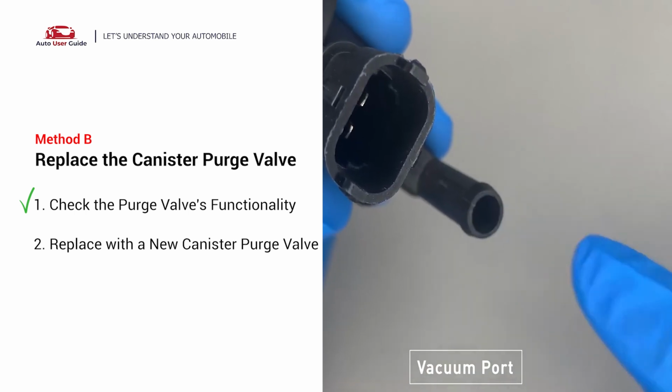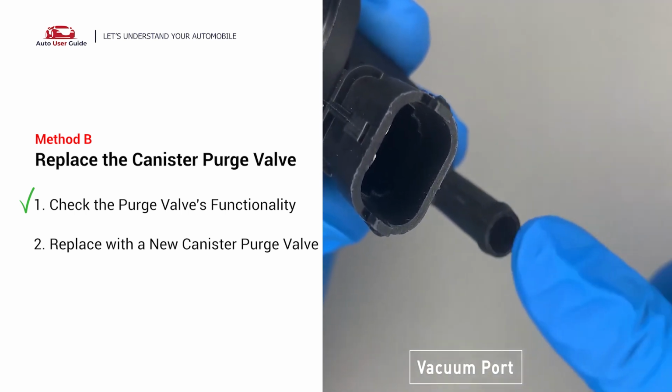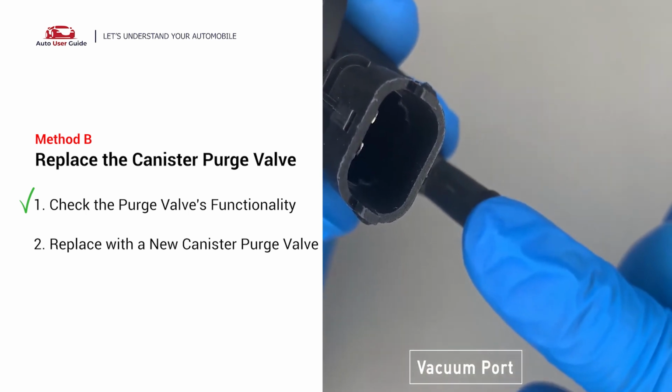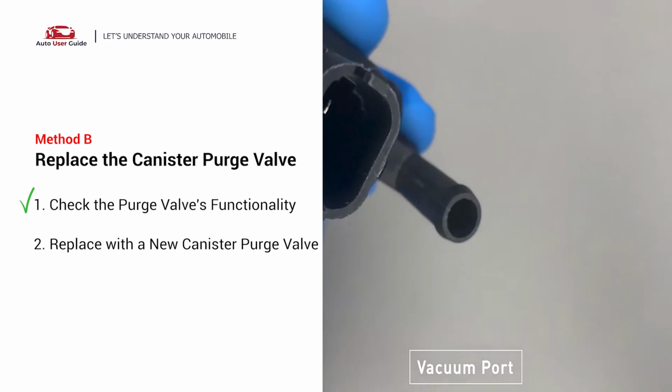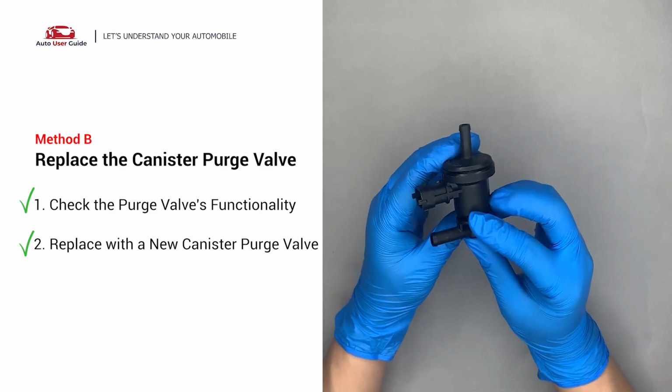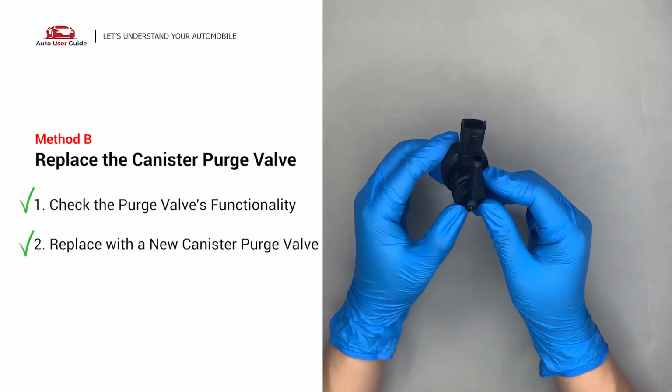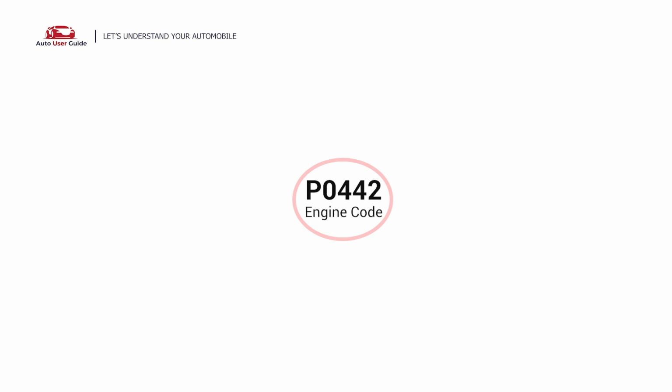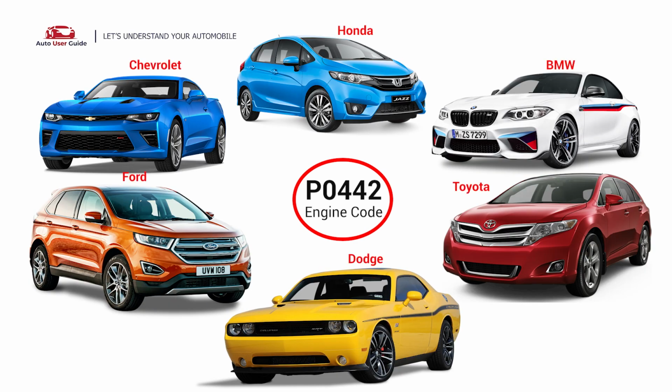If your finger experiences no vacuum, it means the canister purge valve is stuck and needs to be replaced. Simply take the used canister purge valve off and replace it with the correct new one. This engine code comes up in various vehicles, mostly Toyota, Honda, Ford, Chevrolet, BMW, Dodge, and more.